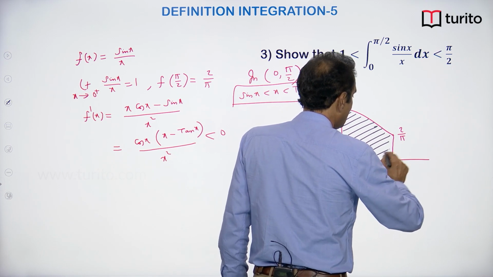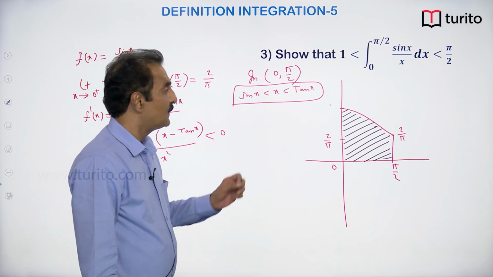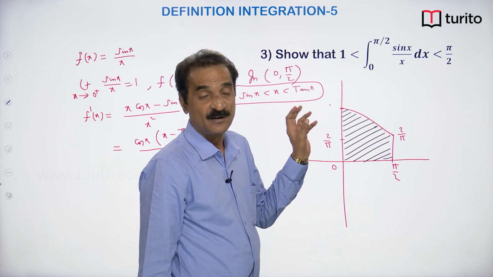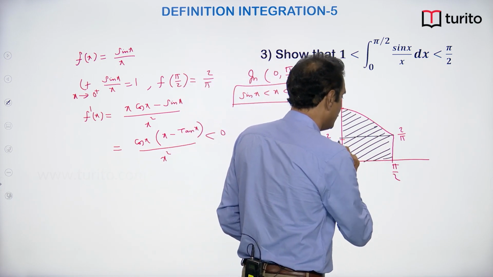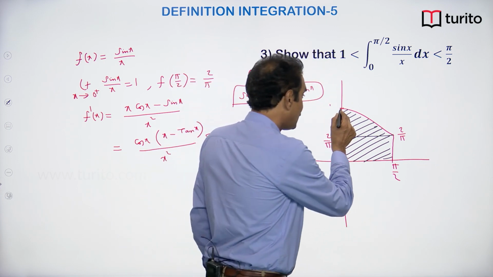That definite integral is equal to the area of the shaded region. Now, what is the absolute minimum value of this function in the given interval? It is at pi by 2. This is the absolute minimum. Where is the absolute maximum? Here, 1.